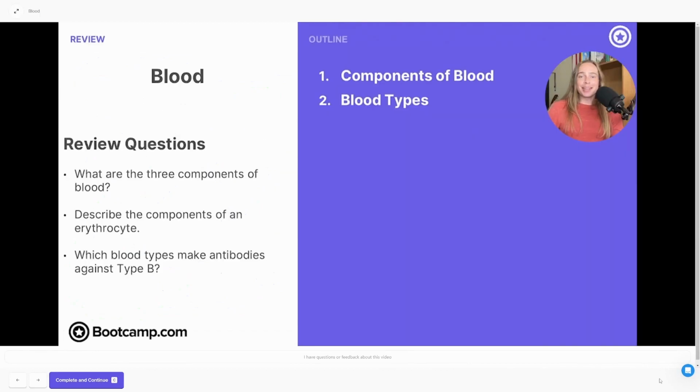Now that we've taken our mini quiz, let's go ahead and do a few review questions to see what you learned today. First, what are the 3 components of blood? Second, describe the components of an erythrocyte. And lastly, which blood types make antibodies against type B? If you can answer these questions, you're well on your way to success.